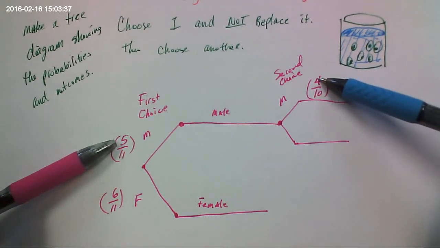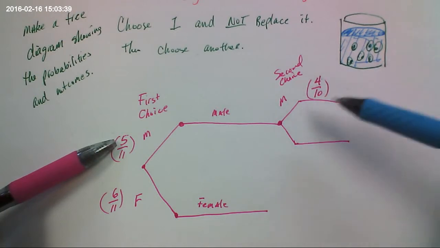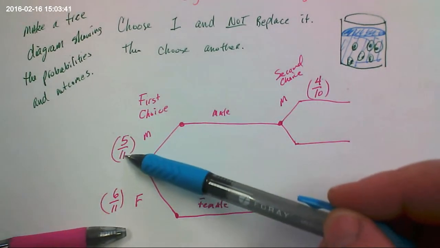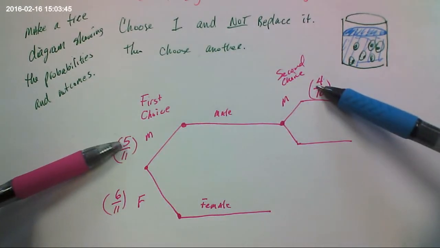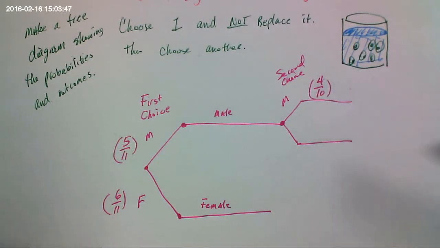Because if you chose a male and you just put it back in, then there's one less male. Right. And there's 10 left. No matter what, when you pick one, there's 10 left now, right? If your first choice was male and you don't put it back, there's now 4 left. So 4 out of 10.